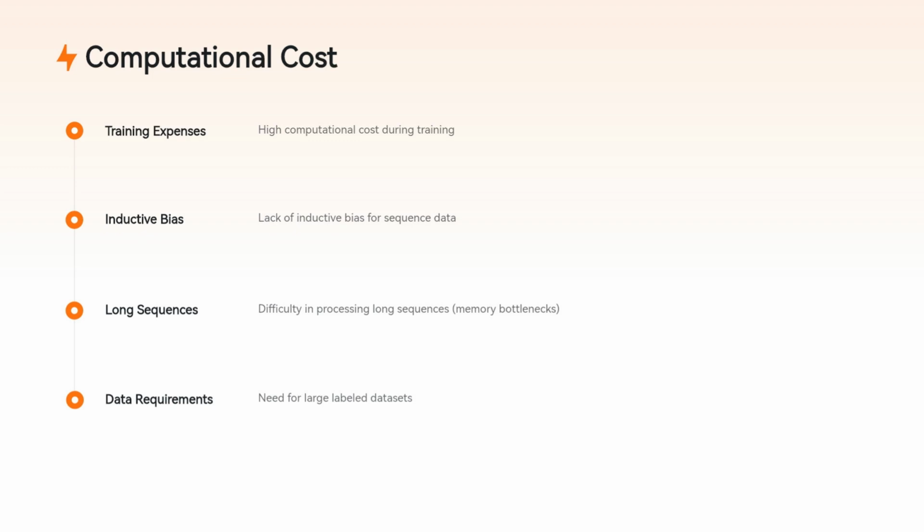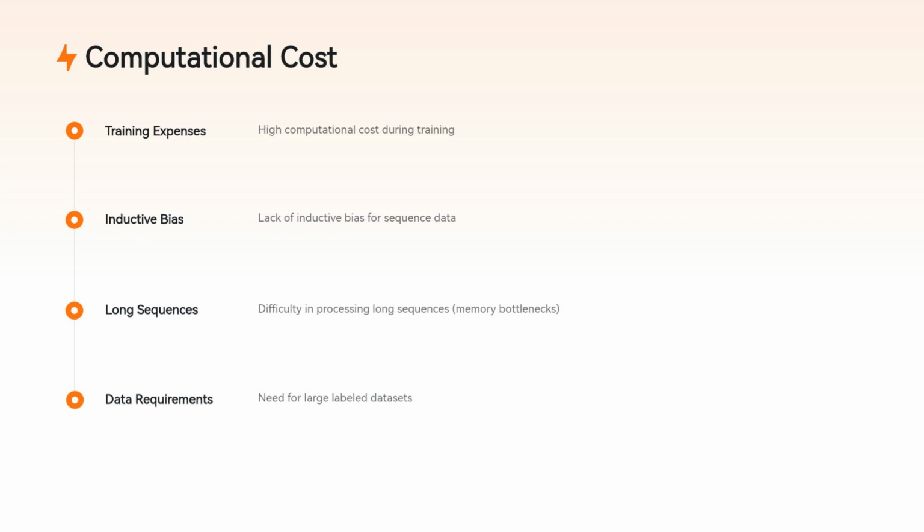Despite their numerous advantages, transformers also face several challenges. One major drawback is the high computational cost associated with training large transformer models. Due to the self-attention mechanism, the time complexity of processing a sequence grows quadratically with respect to the sequence length, making it computationally expensive for long sequences. Additionally, transformers lack the inherent inductive bias for sequence data that RNNs and LSTMs have, which means they require more data and training to achieve good performance.